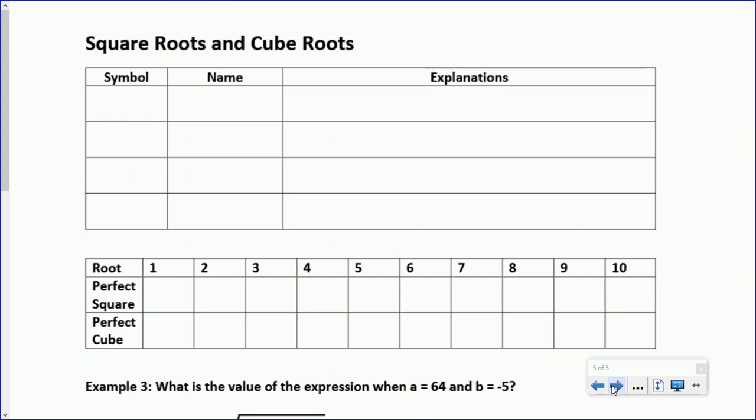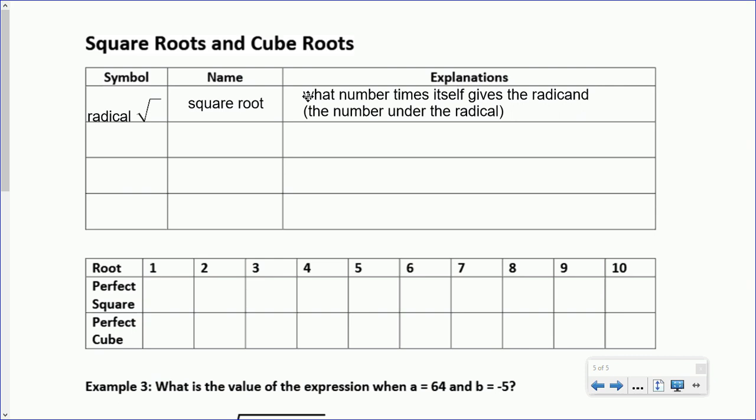Okay, moving on to squares, square roots, and cube roots. So, really quick, a radical is this, okay? This symbol is a radical. When it doesn't have a number in here, it's just a square root, which just means what number times itself gives that radicand. Radicand is the number under the radical.